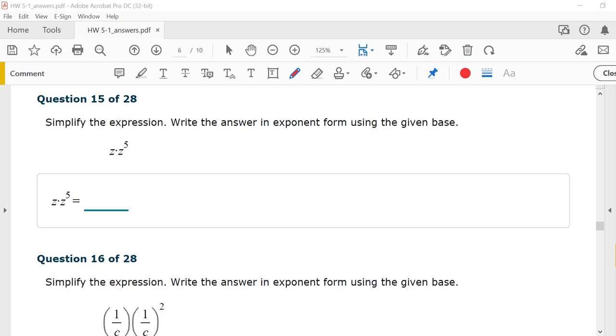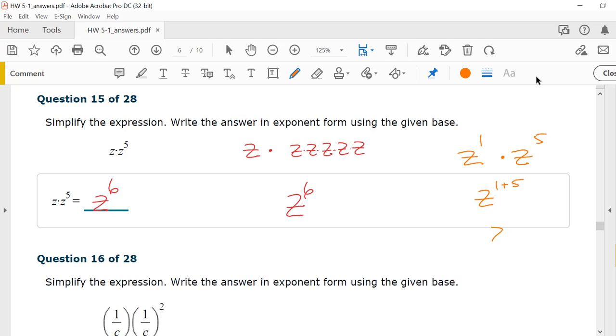Okay, number 15, simplify, write the answer in exponent form using the given base. Okay, z times z to the fifth, 1, 2, 3, 4, 5. That would give me z to the 1, 2, 3, 4, 5, 6, z to the sixth. Now, something I want to show you, you have z to the 1 times z to the 5. You get z to the 6, which is 1 plus 5. So when you have like bases and you're multiplying, you add the exponents.